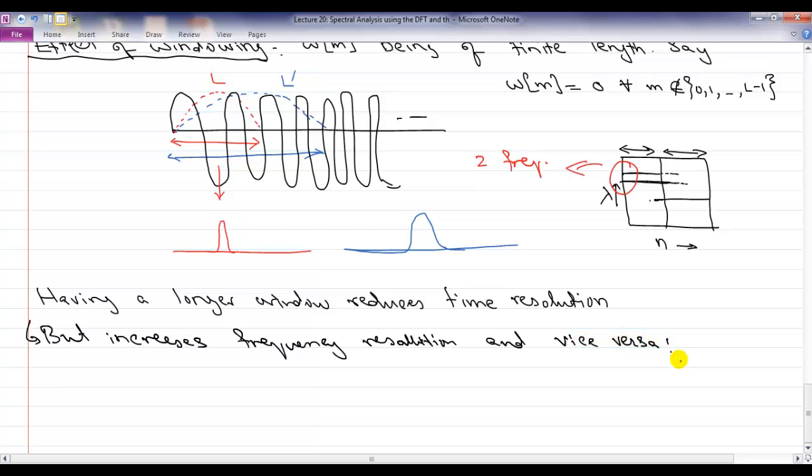So there is this fundamental trade-off, the time frequency trade-off, when you are analyzing signals for time and frequency. It's sort of the Heisenberg uncertainty principle. You can't simultaneously achieve good time resolution and good frequency resolution. Okay.